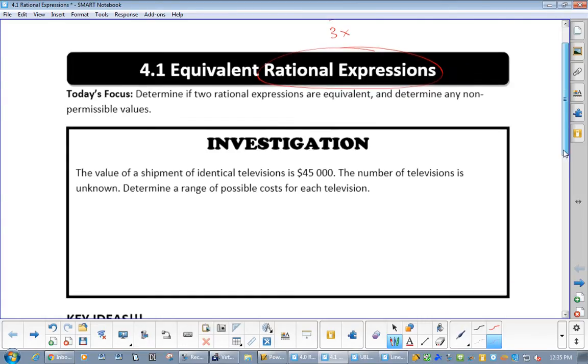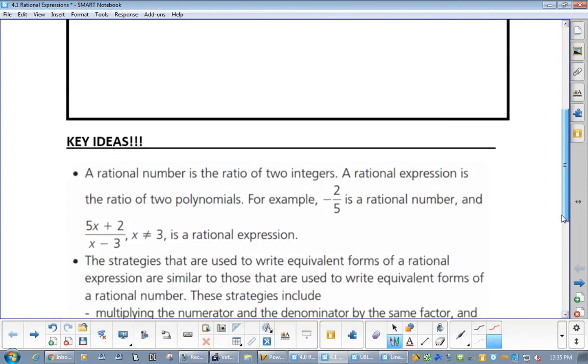So let's just talk about it. A rational number is a ratio of two integers. Okay, for example, negative 2/5. But 5x plus 2 over x minus 3, x cannot equal 3, is a rational expression. Okay, so what else? Yeah, 3 over 2x, 5x over 6x squared minus 3. Those are all rational expressions.